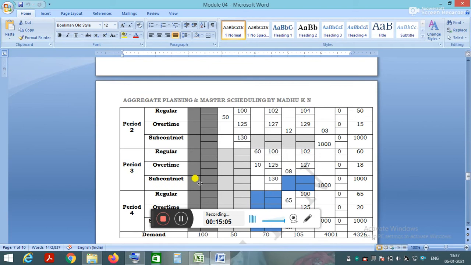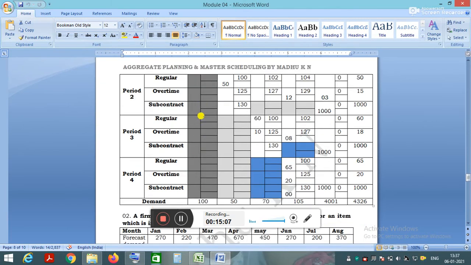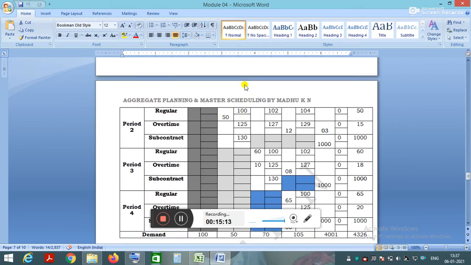Therefore, this column we have not filled anything because we will directly move to period 2. The cost of manufacturing is given in the problem itself. For regular time it is 100, overtime is 125, subcontracting is 130, and it increases. The inventory cost increases as we move from period 2 to period 3, period 3 to period 4: 100, 102, 104, 125, 127 and 129. Subcontracting doesn't come under inventory.